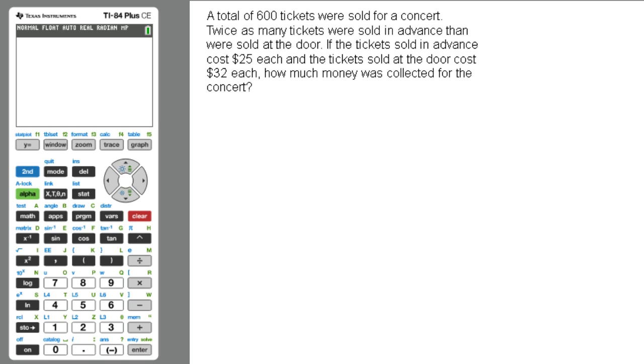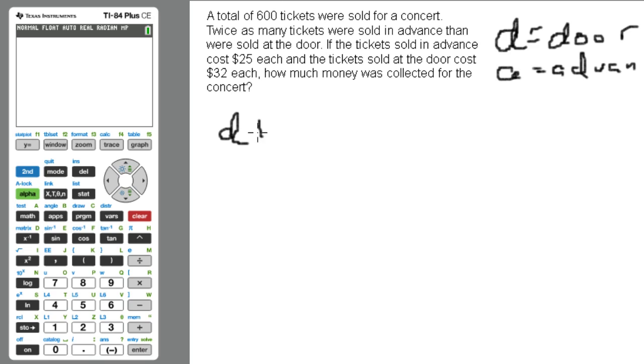So let's let D equal the tickets that were sold at the door, and let's let A equal the tickets that were sold in advance. So there's a total of 600 tickets, which means the number of tickets sold at the door plus the number of tickets sold in advance has to equal 600.